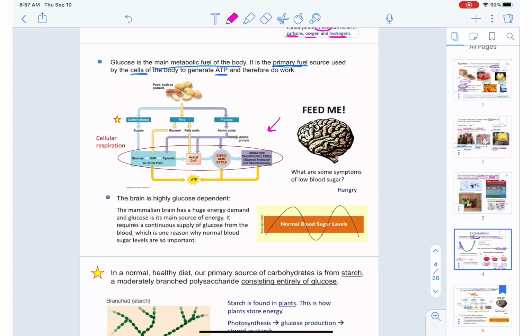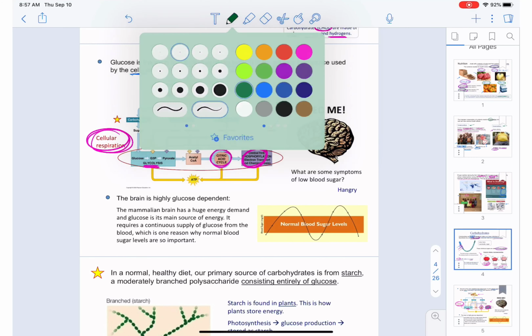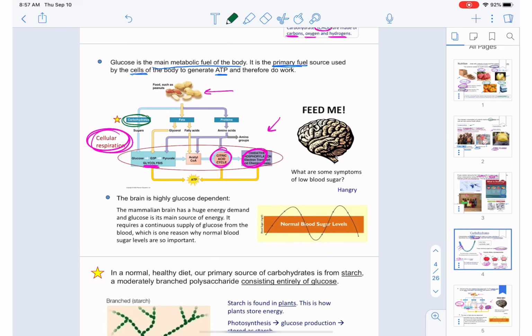So the metabolic events that take nutrients and convert them to ATP are called cellular respiration. And this is representing the different steps of cellular respiration. We have glycolysis, the citric acid cycle, and also the electron transport chain. And what this diagram is showing, here we have some peanuts, and peanuts have all three of the macronutrients in it. They have carbohydrates, fats, and proteins.